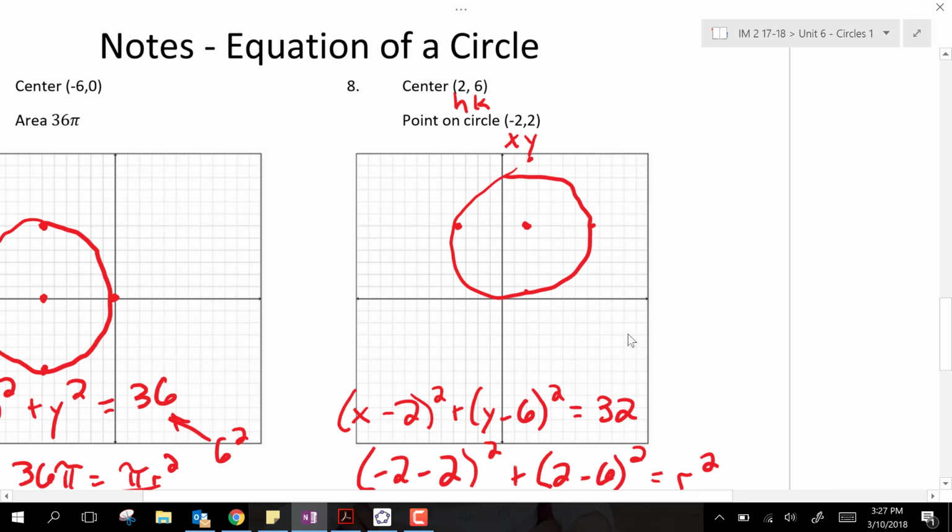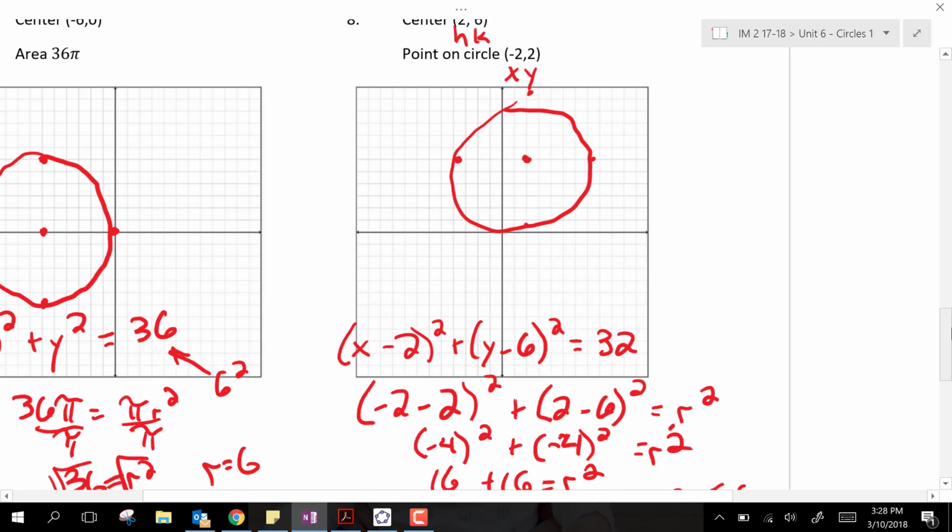A center and a point on a circle. So first of all, we should label our center as h, k, and a point on the circle is just another x and another y. So we substitute those in to the circle formula, which hopefully we remember is x minus h squared plus y minus k squared equals r squared.